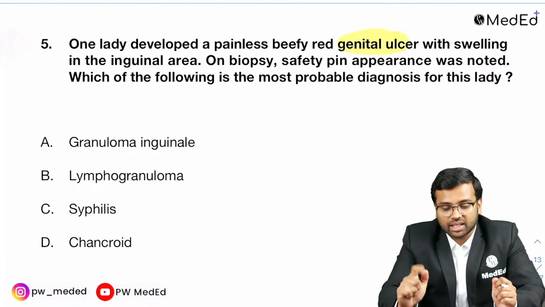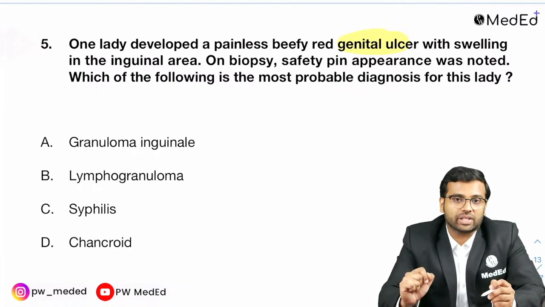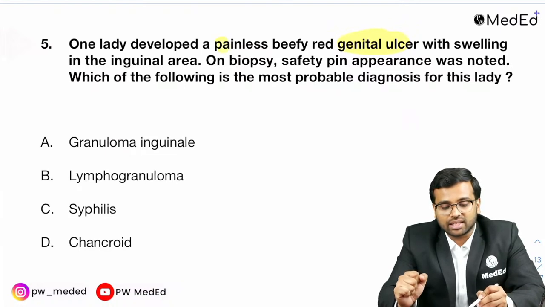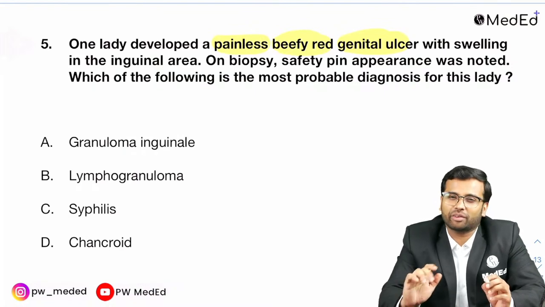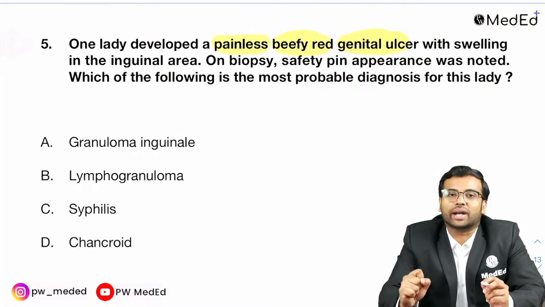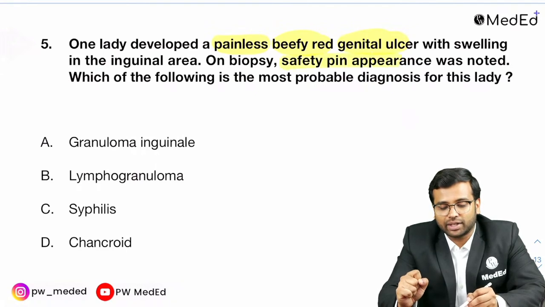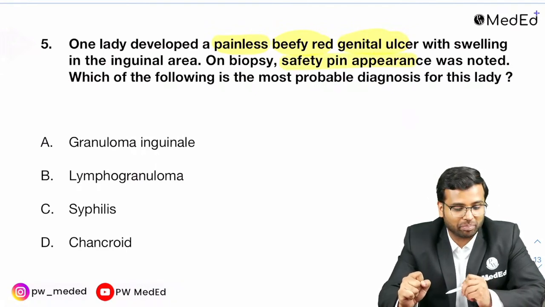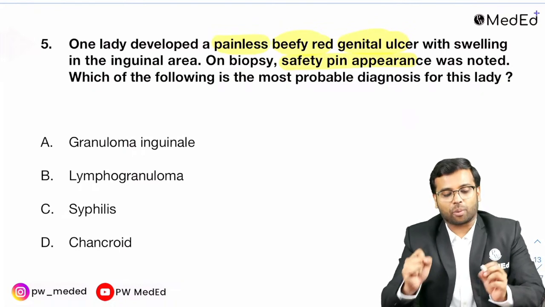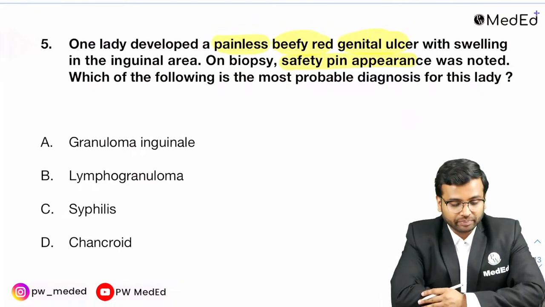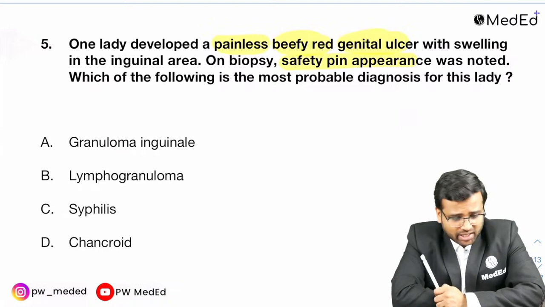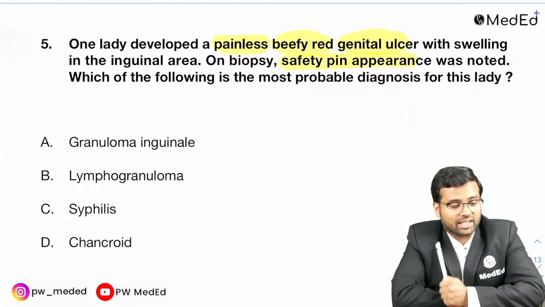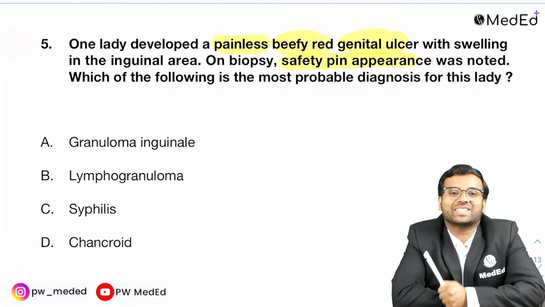Now, there is a peculiarity of this ulcer which is mentioned in this MCQ: it is a painless ulcer and it is beefy red in color. You have enough clues now. There is one more clue, that it has a safety pin appearance. So what is the right answer? Options are granuloma inguinale, lymphogranuloma venereum, syphilis and chancroid. Some of you are answering C, some of you are answering A. Now, is it A or is it C?